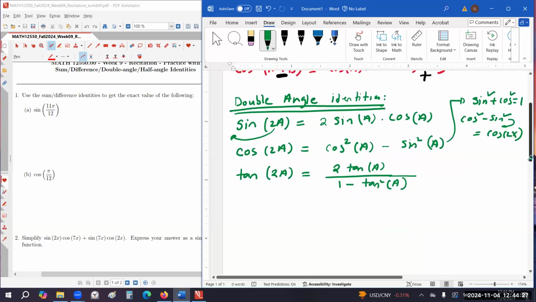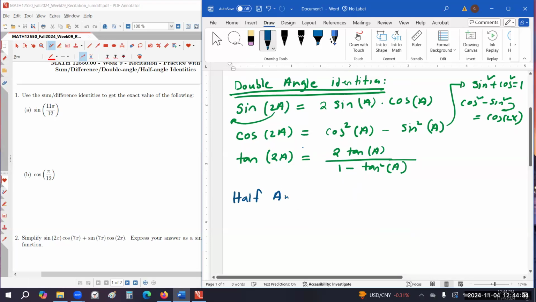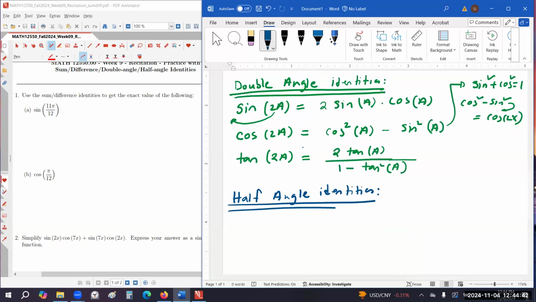Then we have half angle identities. Half angle is kind of weird. It's kind of weird because the sign of the answer depends on which quadrant you are lying in. So if you're looking for sine half angle, so angle divided by 2, that's a half angle. If it's in the first quadrant or second quadrant, the answer is positive: 1 minus cosine x over 2 under the square root.